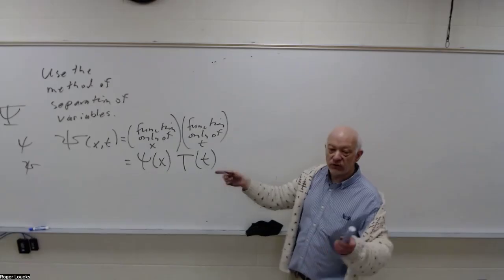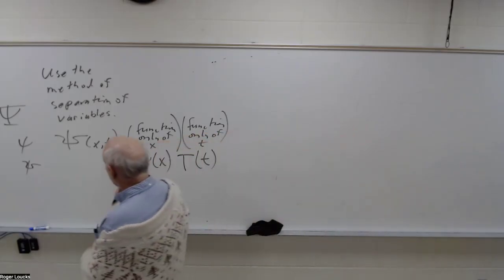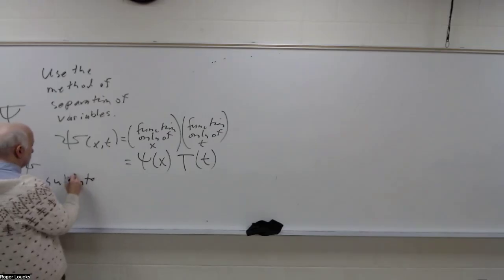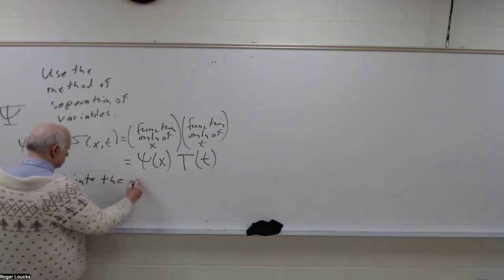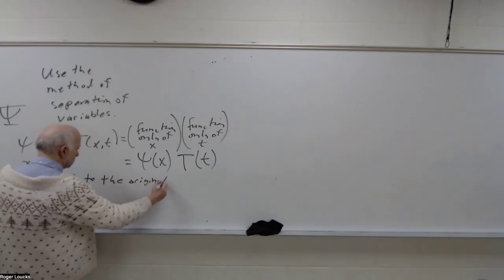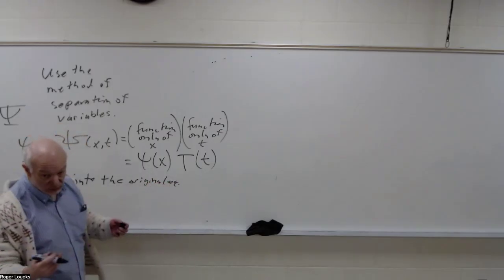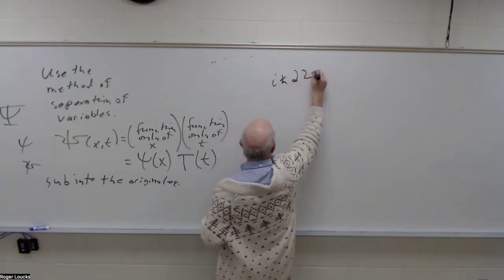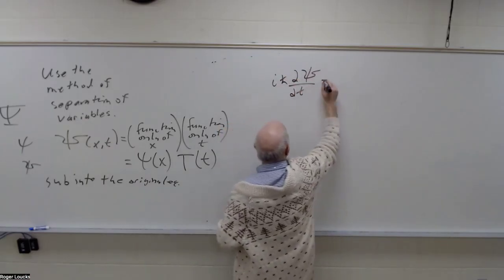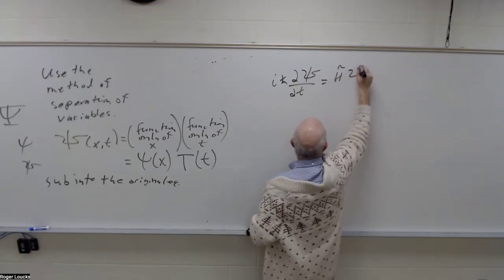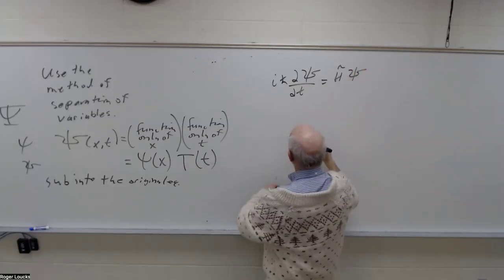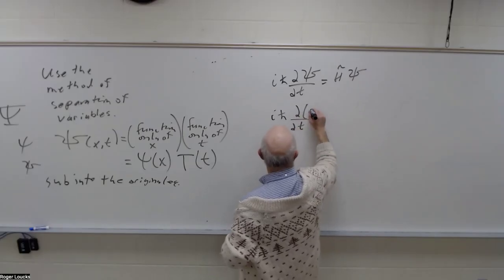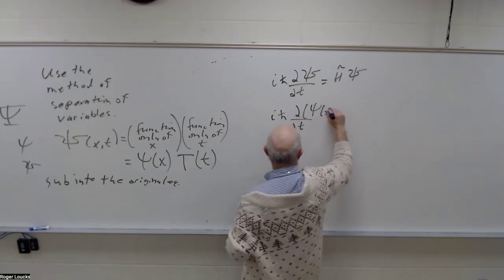Okay, what do we do with this? We substitute this back into the original equation. You're always going to do this with separation of variables. The original equation is this, and I'm going to take that and put it in here. Then something amazing is going to happen.